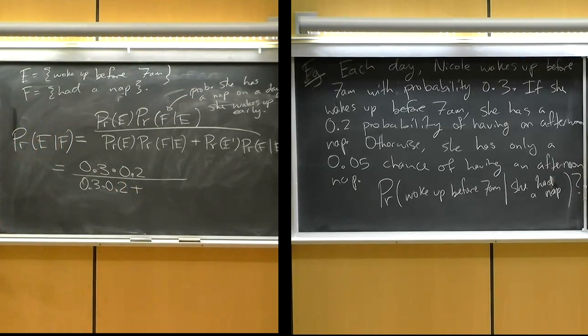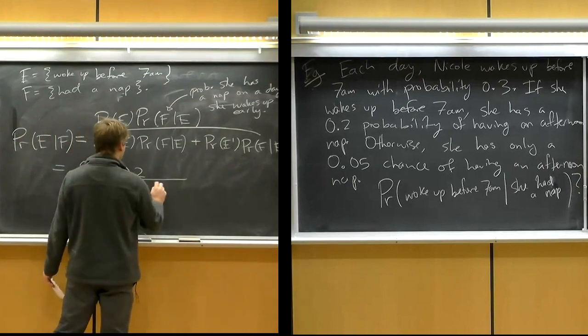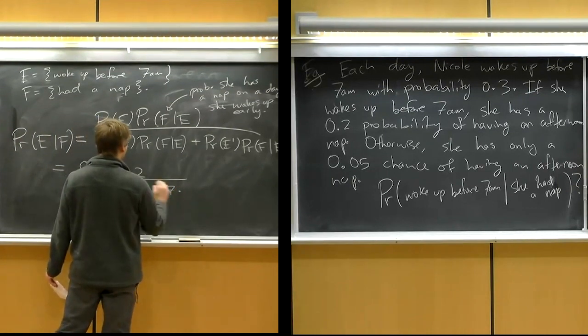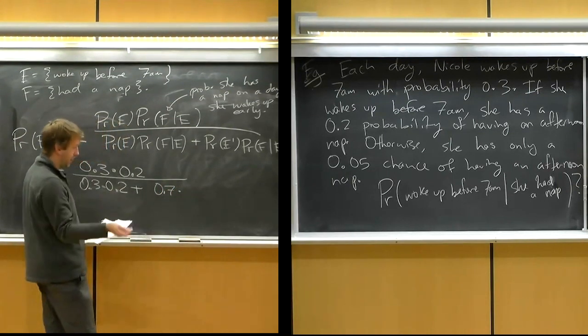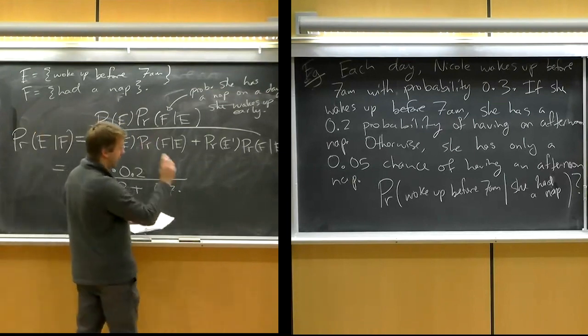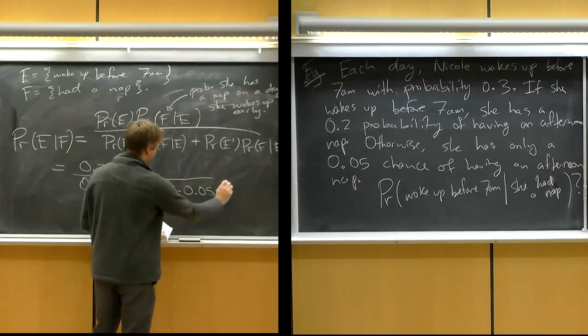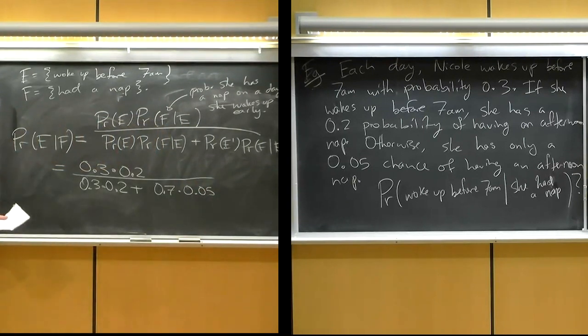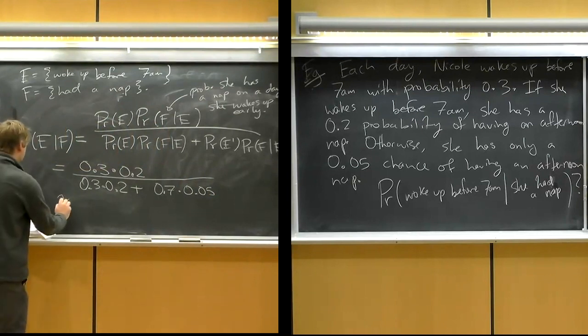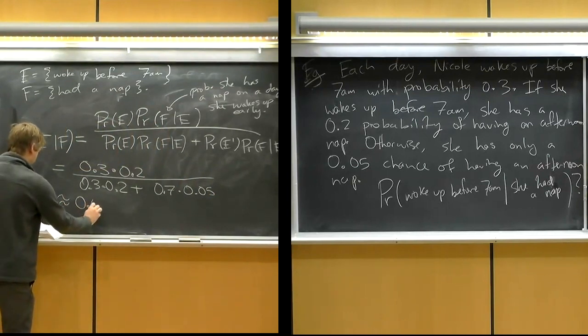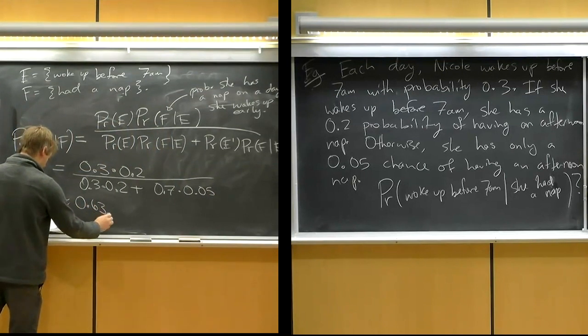What about my last two numbers? Exactly, yeah. Probability E doesn't occur, which is 0.7. And then we know that if she wakes up sufficiently late, like after 7 a.m., she's only got a 5% chance of having a nap. And then at the end of the day, you get something which is approximately 0.63158.